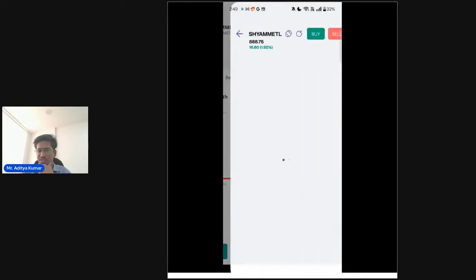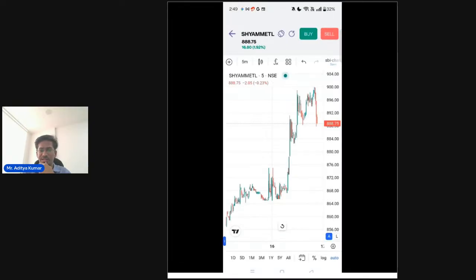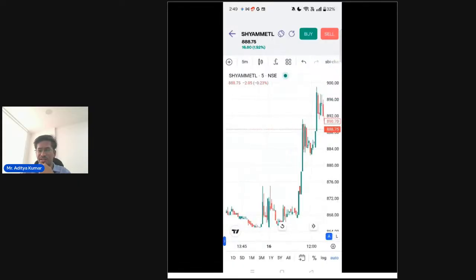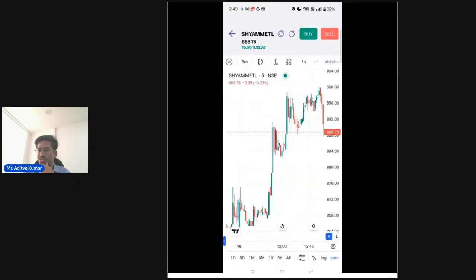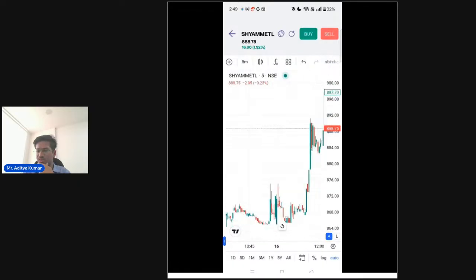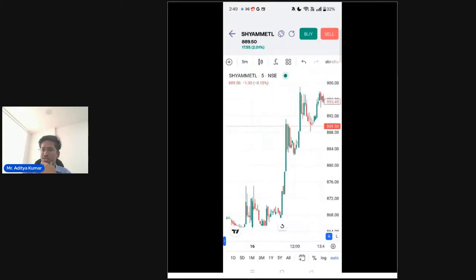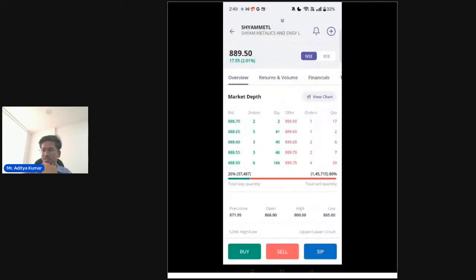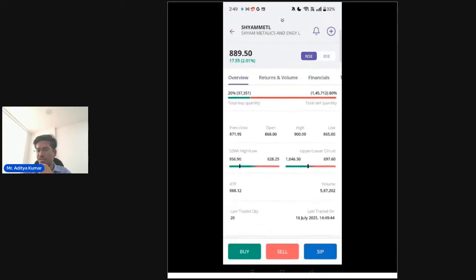Then we have the view charts option. It is a graph of the stock price over time, daily, weekly, and monthly. You can spot the trends here, how the stock is performing over time and also on a real-time basis during market hours. Then below you can see the 52-week high and low, the highest and lowest price the stock hit in the past year, giving you an idea of its range.